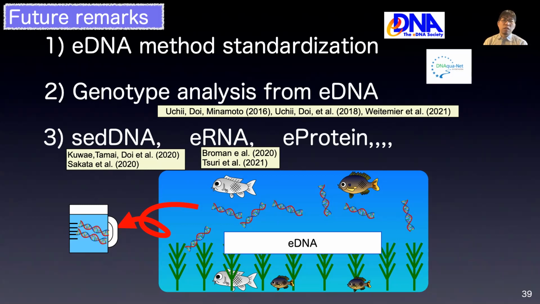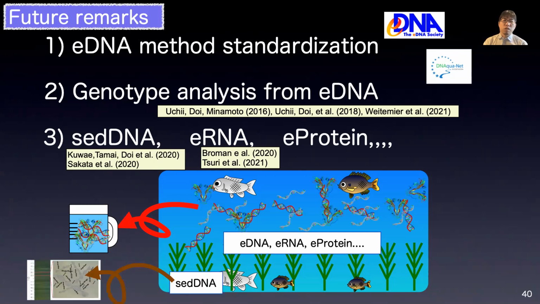And third is various DNA molecular analyses, for example, sedimentary DNA analysis and eRNA, environmental RNA analysis, and eProtein, environmental protein analysis. So some papers have already been published, but these other molecular methods should be developed in future. So we are now using mostly eDNA, but in future we can use eRNA, eProtein, and also sedimentary DNA, RNA, something like that.